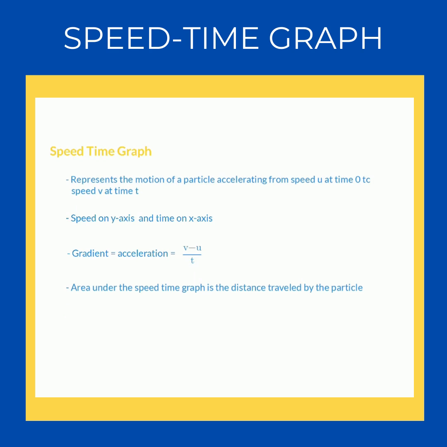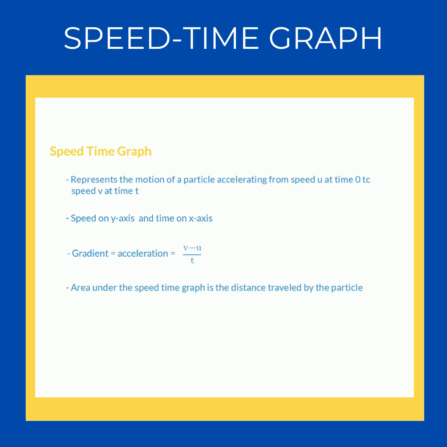In a speed-time graph, this graph represents the motion of a particle accelerating from speed u, the initial speed at time 0, to speed v, the final speed at time t. When we draw the speed-time graph, usually on the y-axis we have the speed, while on the x-axis we have the time. Now, from a speed-time graph, I can get two things.